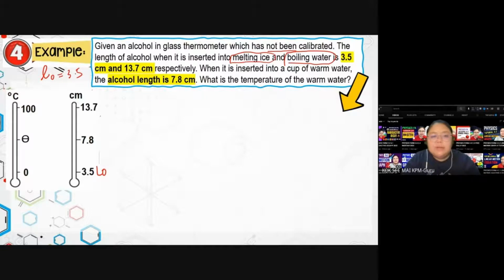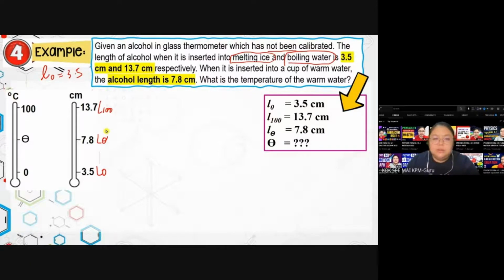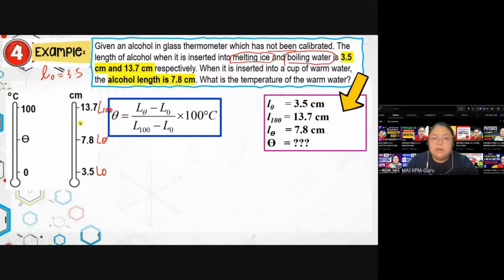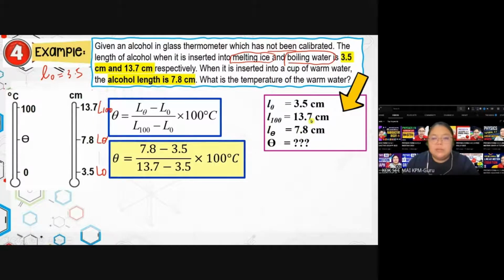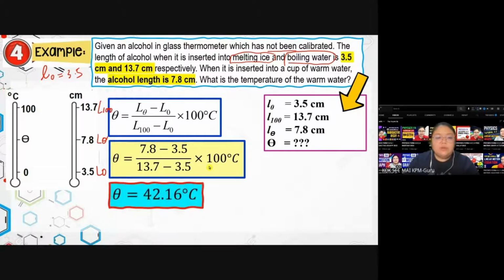When I put it in the steam, the boiling point, boiling water, this one is L100. After that, they put it inside a liquid, we don't know what the liquid is, and they find this one. So we just do the calculation by using the same formula. For L theta, you just put in 7.8 minus 3.5 over 13.7 minus 3.5, multiply 100 degrees Celsius. So I get the answer 42.16 degrees Celsius.